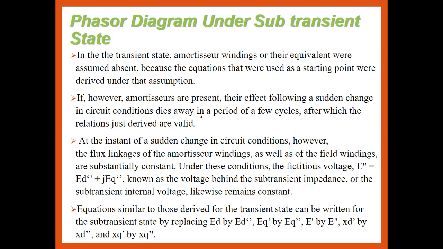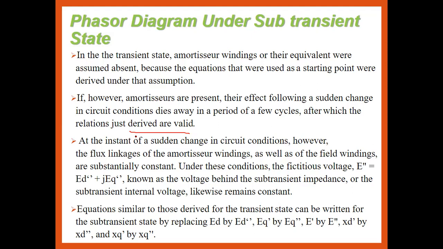After which the relation just derived should be varied. Means what? The armature circuit disturbance was neglected while finding out the phasor diagram under the transient state, whereas it is not possible if you are to discuss the armature's sudden change in the circuit under the few cycles. Then we have to discuss this armature circuit effect.